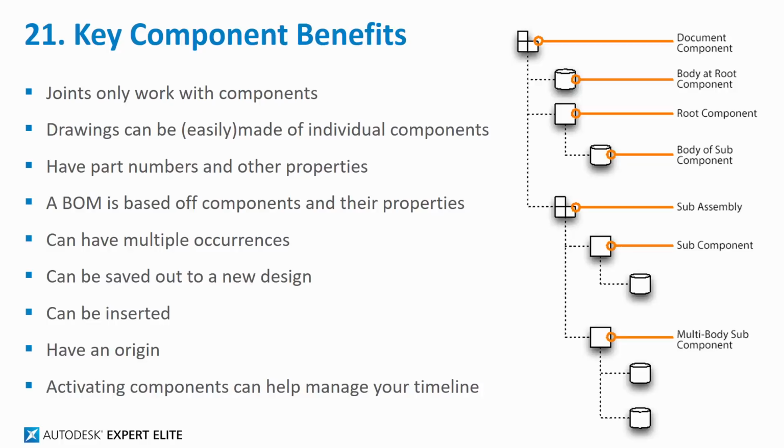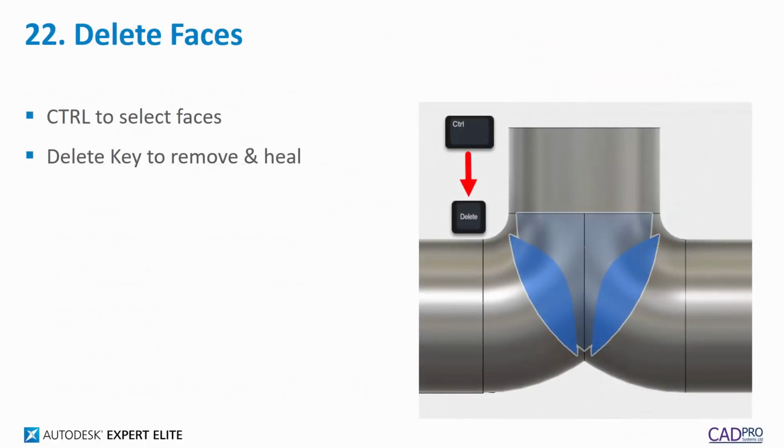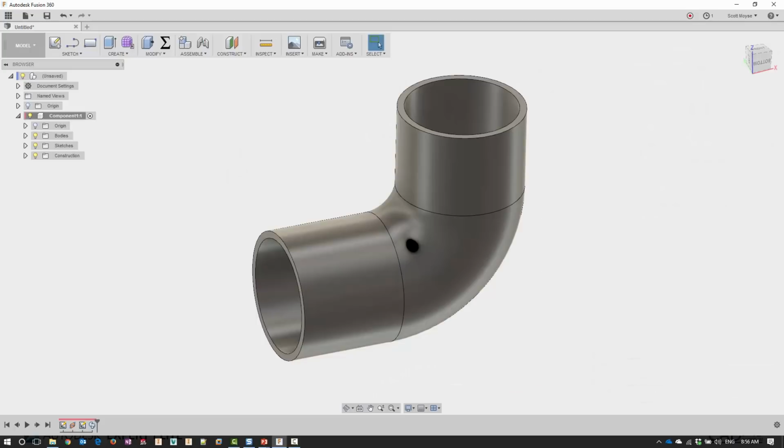Components can have multiple occurrences, so you can have quantity 1, 2, 3, 4, 5 of a specific component, and you can save out components to a new design, which also means that you can insert designs into other designs, and that can only be done with components. As I mentioned before, components have an origin, and a few times now I've mentioned that activating components will help you manage your timeline. Alright, so let's have a look at the delete faces command.